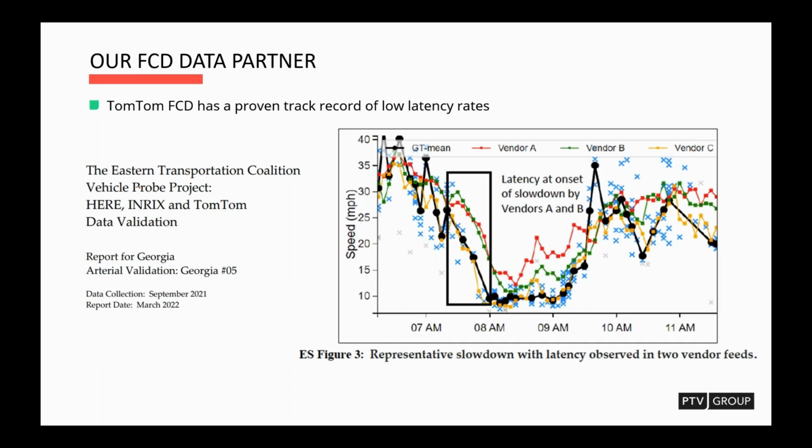Essentially, they introduced a slowdown on a roadway network. They analyzed the probe data coming from 3 different vendors, and they showed that vendor C was the quickest to react to this slowdown on the roadway network and proved the least amount of latency. So this particular example and overall this entire study and multiple other studies proved to us that in terms of latency, TomTom was the route to go, and we're happy with having that reliability on our platform.